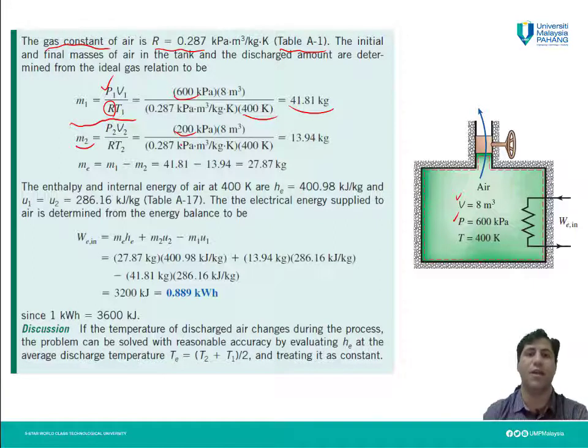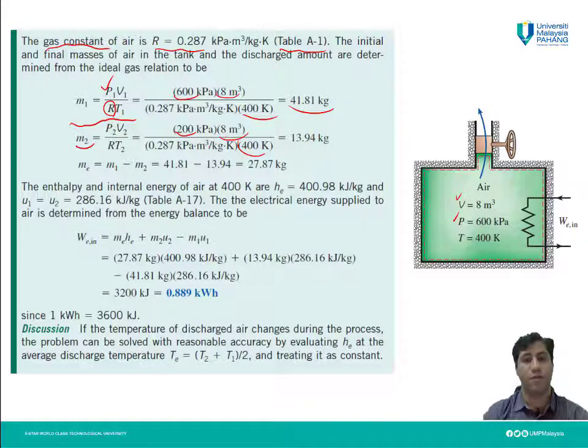Then we close the valve. So the final pressure is 200 kilopascal. How about the volume? Because we have selected our control volume like this, the volume of the air, or our control volume, will be equal to its initial volume, which is 8 meter cubed. And the temperature also was mentioned that it will remain constant. So the final temperature also is 400 Kelvin by this equation.